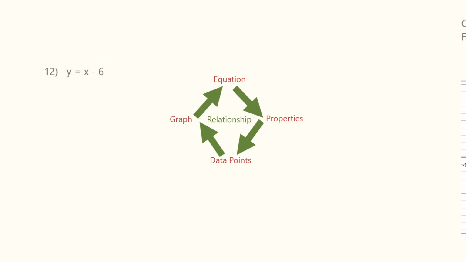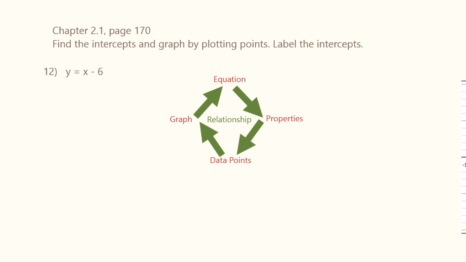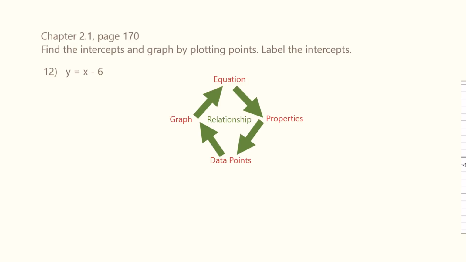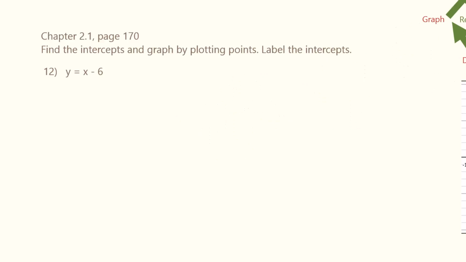12, which is an equation that we are going to find the intercepts of, the properties of intercept. We're going to find points, which will be those intercepts. We could also make a table. And we're going to graph it, which will be this relationship representation right there. So let's get started with y equals x minus 6.